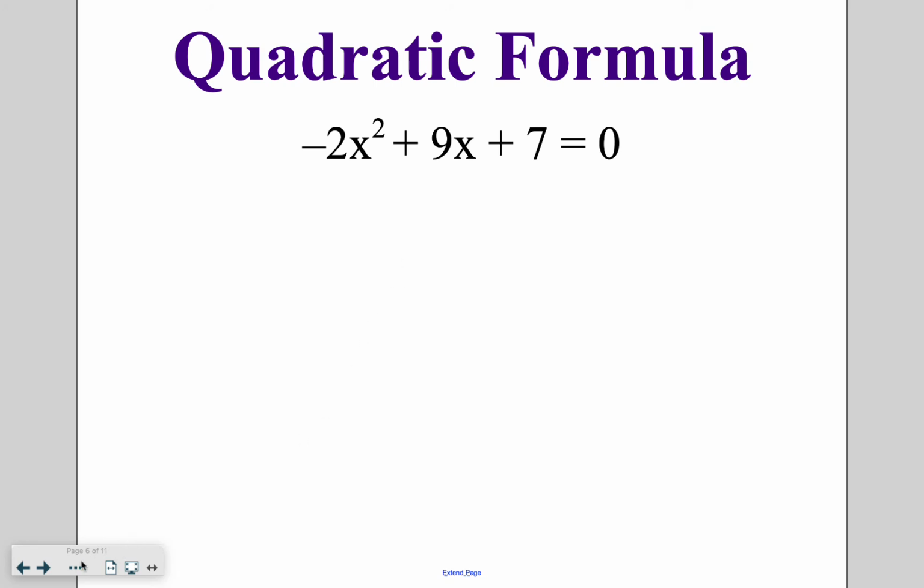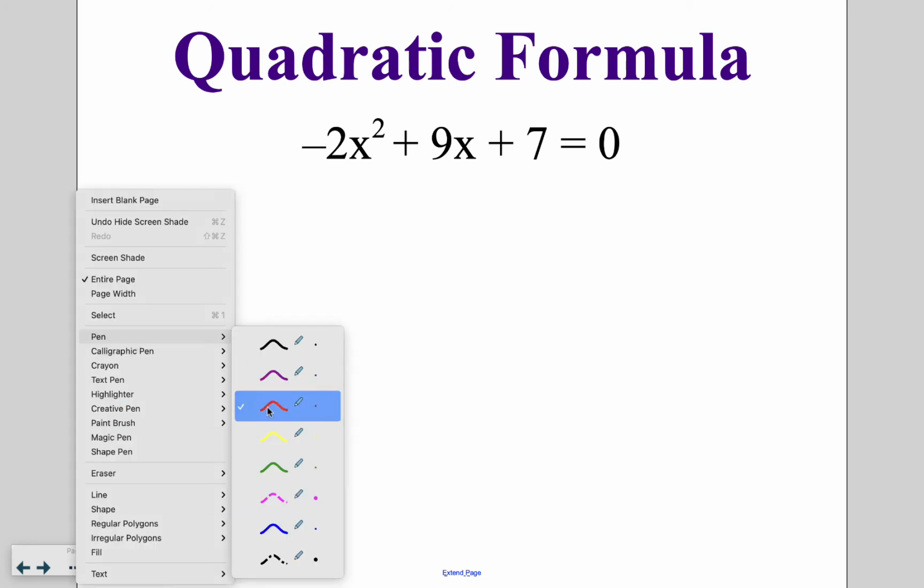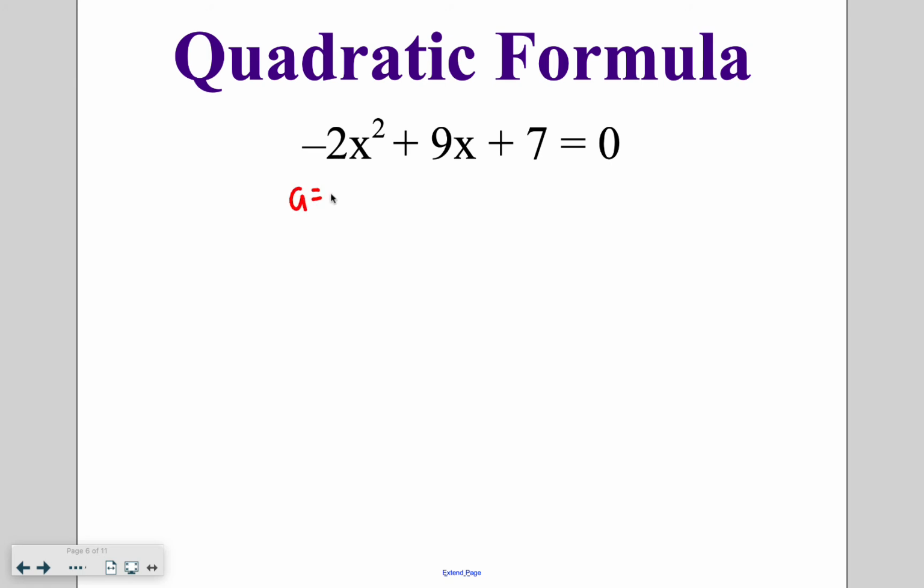Once again, we have another quadratic here. My first step is going to be to pick out a, which is negative 2, b, which is 9, and c, which is 7.